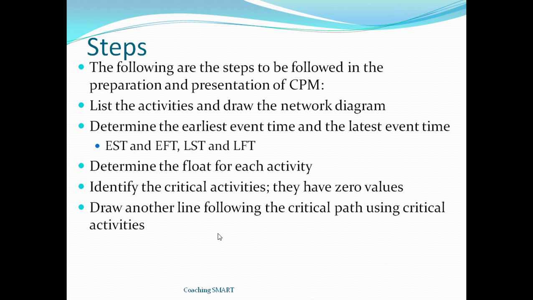5. Draw another line following the critical path using the critical activities. So after drawing the network diagram, draw another line by dotting. Now this line will actually be a representation of critical path. So a double line in a network analysis gives a critical path. 6. Determine the duration of the project. How do you get the duration of the project? You just do the summation of the critical path. Follow the critical activities and find the total time used.